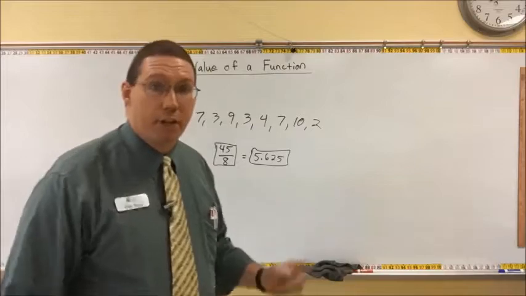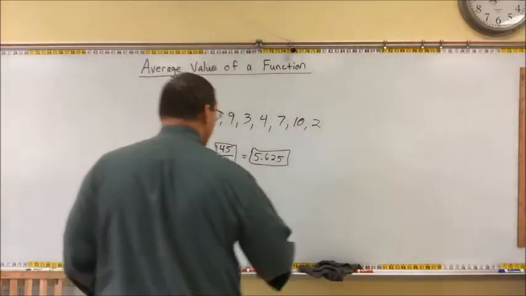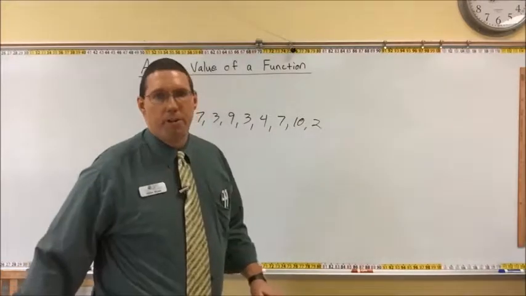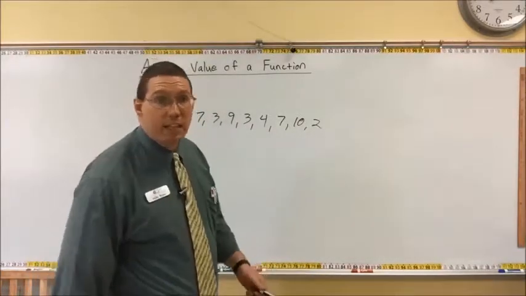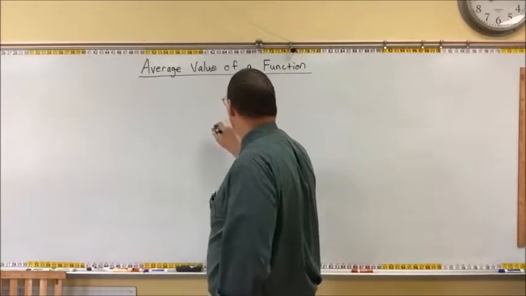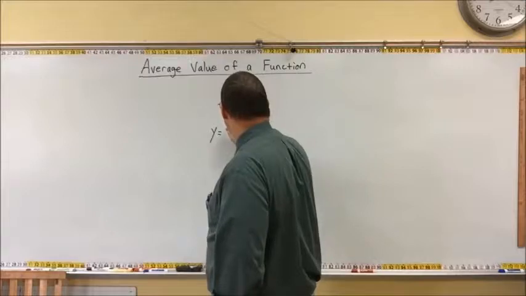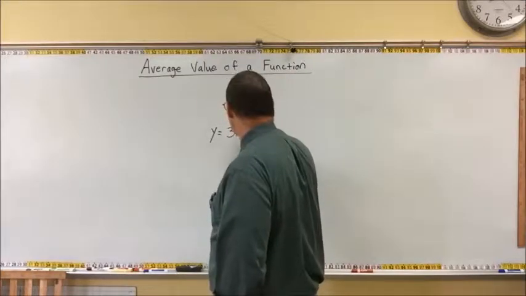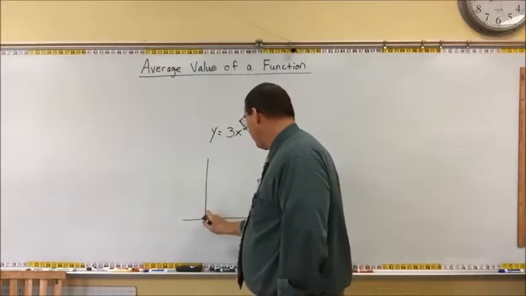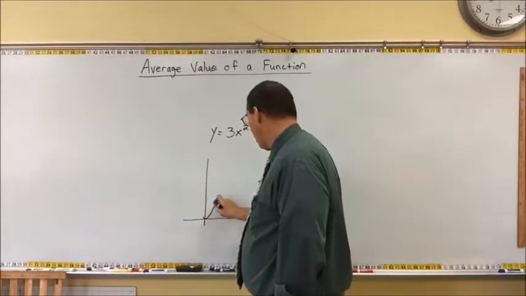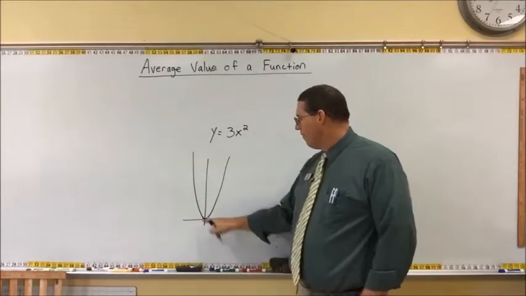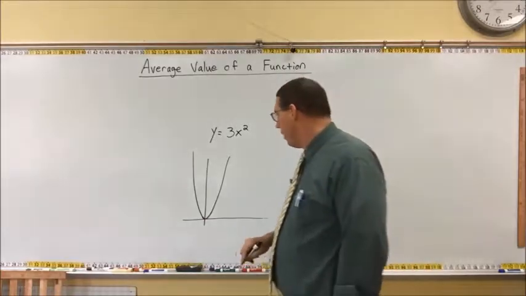But that's the average of a group of numbers. Here's the thing about a function. A function is not just a limited group of numbers. A function is a relationship between two variables. So let's say that we had y equals 3x squared. We could draw a graph of 3x squared. It would probably look something like this, a parabola with a vertex at 0.